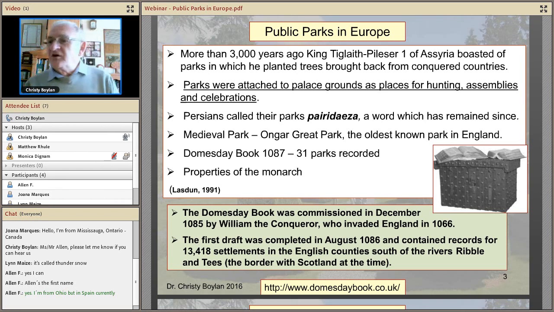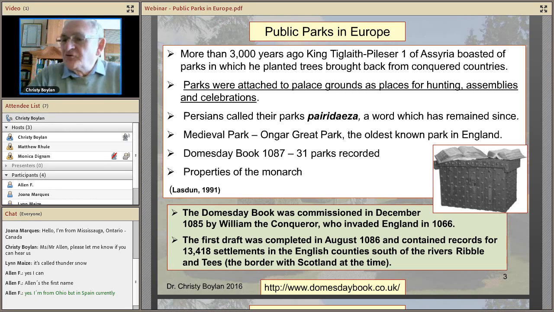The Persians called their parks Paradisia, which actually gives you the word paradise, and it has remained ever since. Unger Great Park is from the medieval period, and it's the oldest known park in England. And you'll find in different countries that there are different records going back various times, one of which is the Domesday Book, which was a recording made of all the assets, we'd say. You could call this asset management today. And in England, 31 parks were recorded, all properties of the monarch.